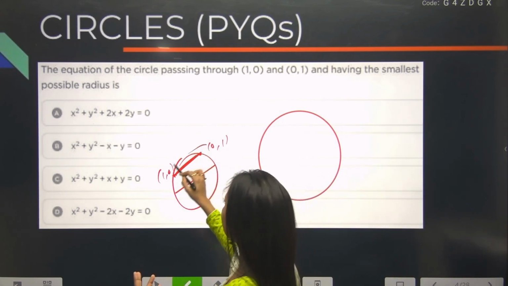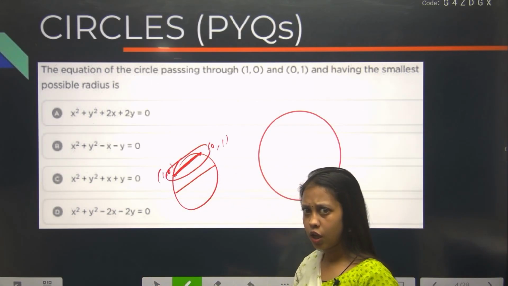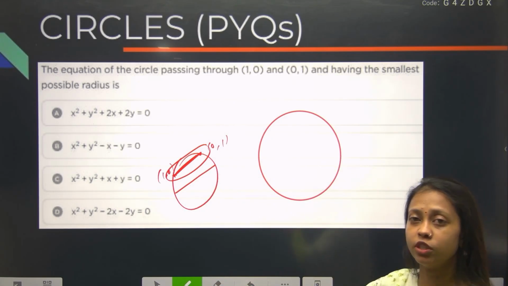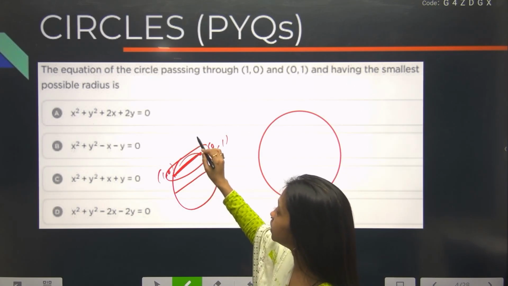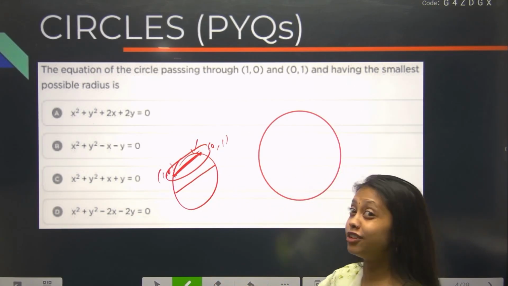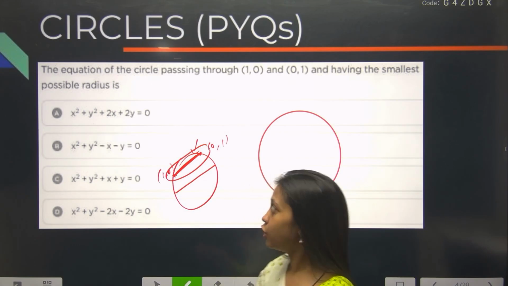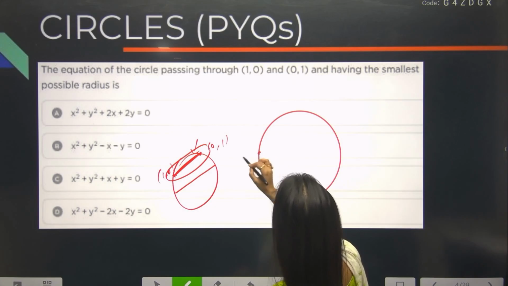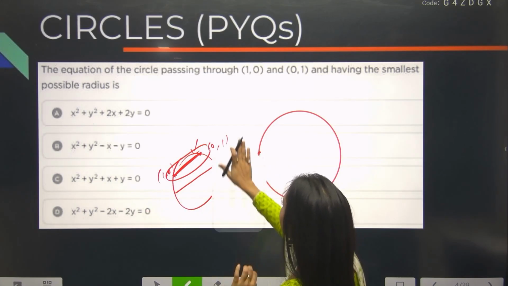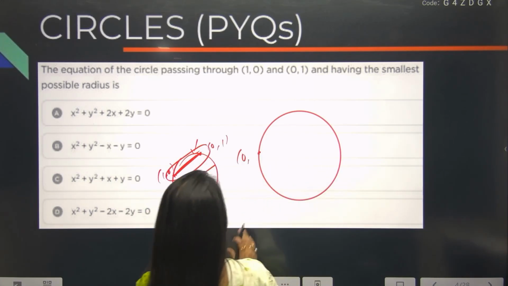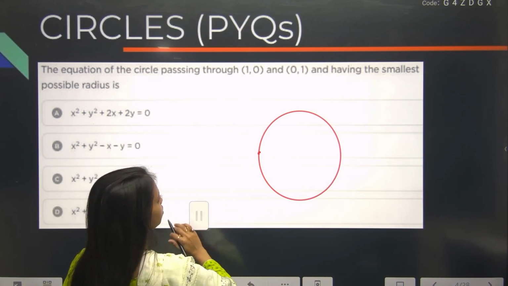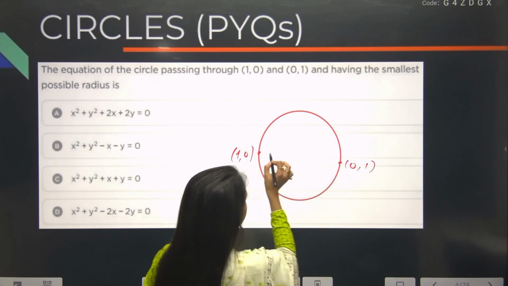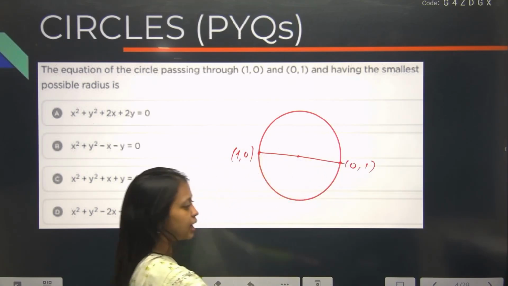So why don't we make this as the largest possible? Because that's what they are saying, that it has to be the smallest possible radius. If I make this the diameter, I cannot have a diameter greater than that. So when they are saying 1, 0, 0, 1, why don't we make those points diametrically opposite? Got the meaning of diametrically opposite? That means if I join these 2 points, I am getting the diameter.